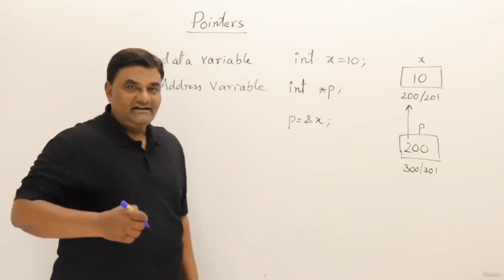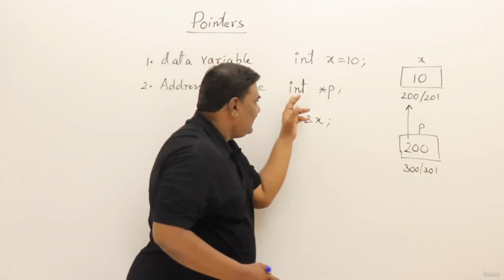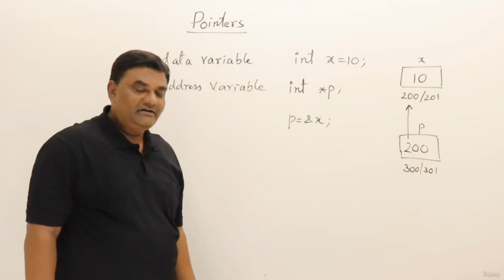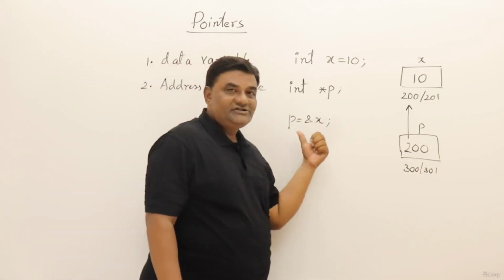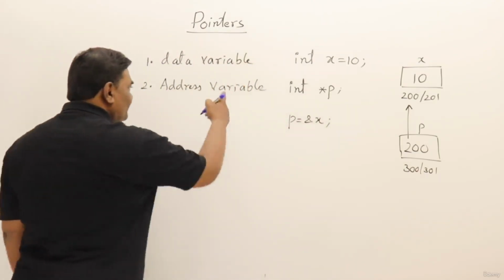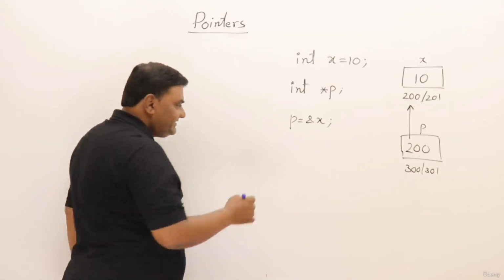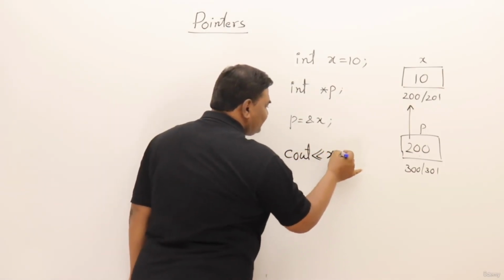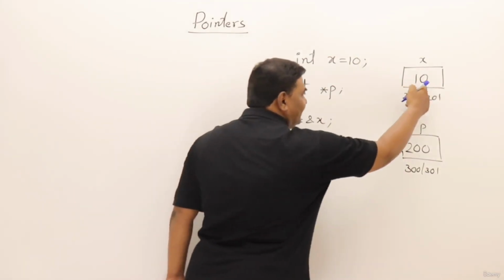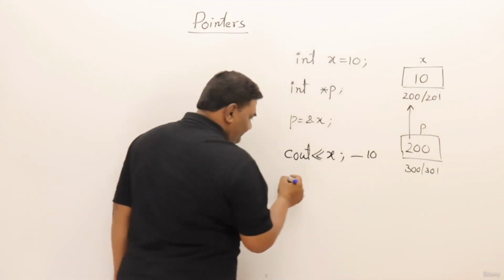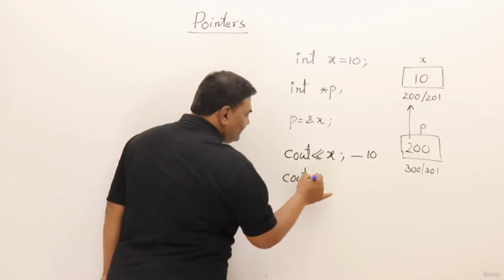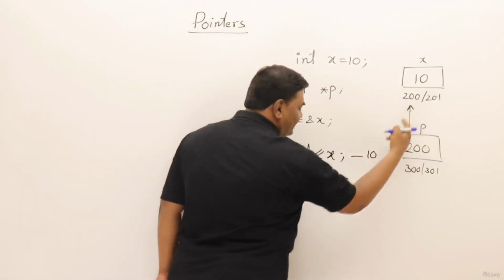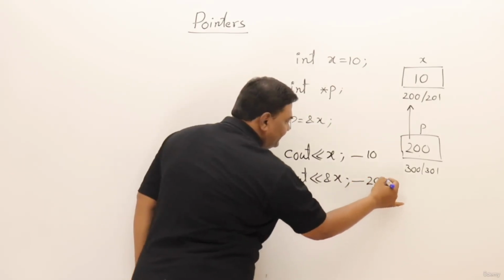Now let us see the syntax. If I write asterisk p, this is the declaration of an address variable, that is a pointer. And this is the initialization of a pointer variable. So I'll remove this and write some display statements here. Let us see, I will say cout x. So x is containing 10, so 10 will be displayed. Then I will say cout ampersand x. It means the address of x, that is 200, so 200 will be displayed.